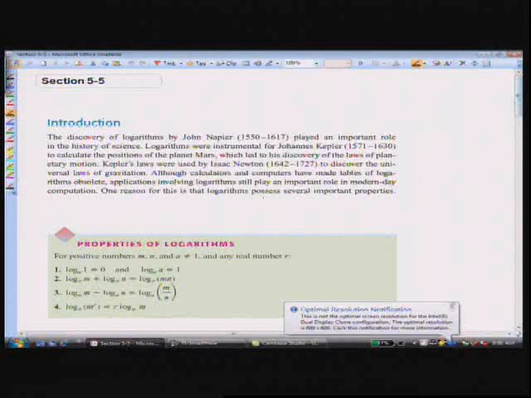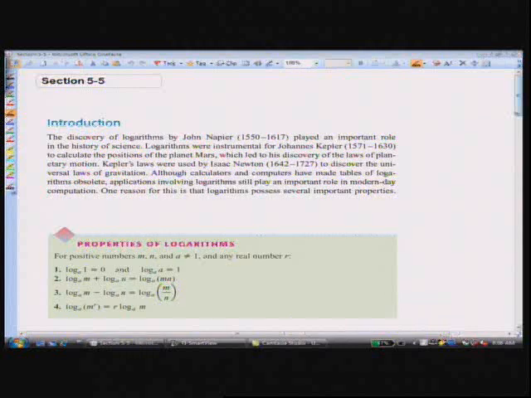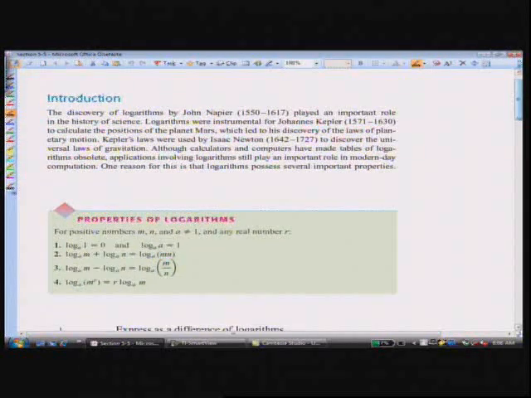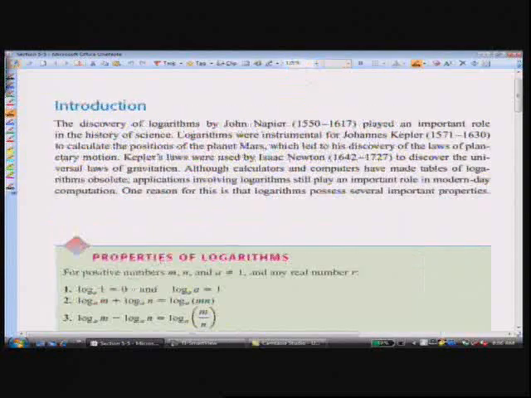Logarithms were discovered in the 1500s, and they played an important role in the history of science. Kepler used them to calculate the positions of the planet Mars, which led to his discovery of the laws of planetary motion. And Isaac Newton used them to discover the universal laws of gravitation. Although calculators and computers have made tables of logarithms obsolete, applications involving logarithms still play an important role in modern-day computation. One of the reasons for this is because logarithms possess several important properties.